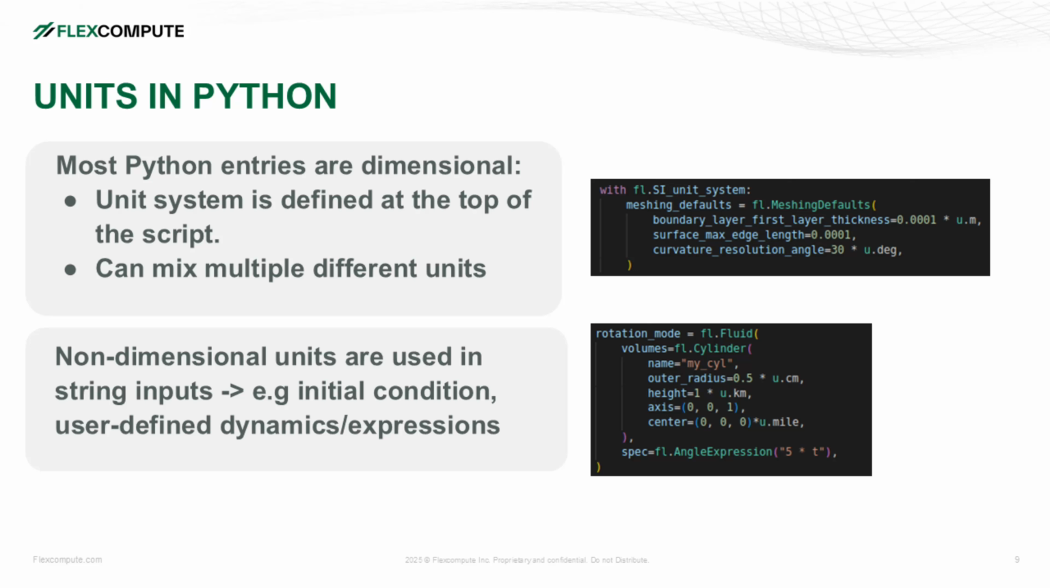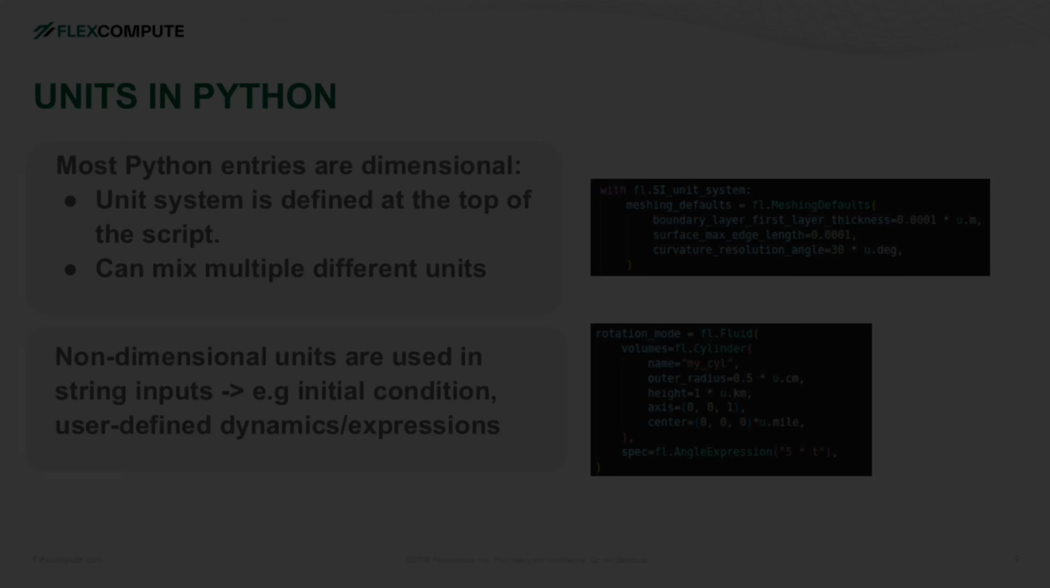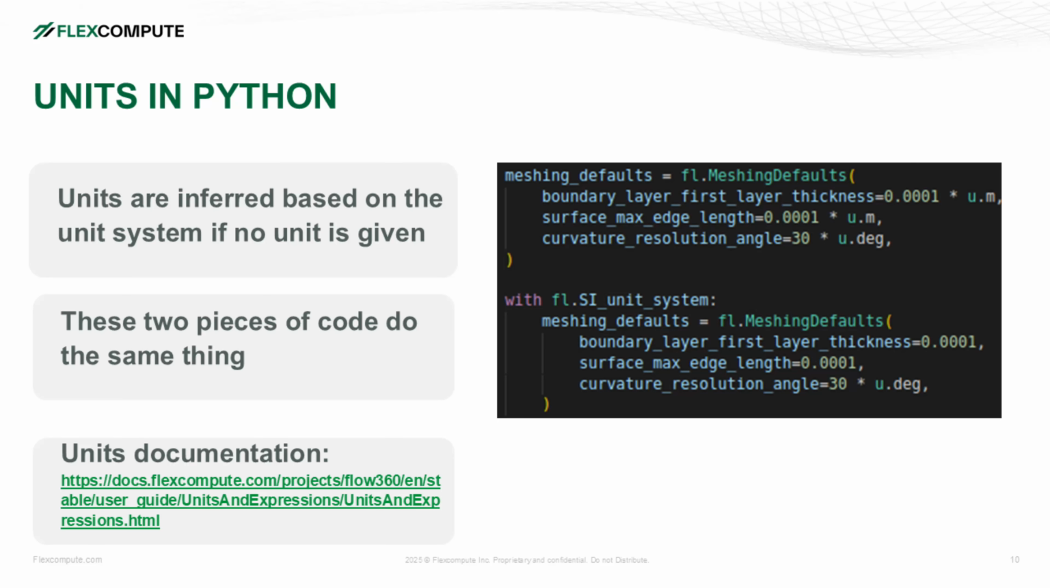The only time you must specify a unit is for angles by defining either degrees or radians. Dimensional quantities can be used throughout, but string inputs must be non-dimensional. Examples would be if you are using a particular initial condition or using a user-defined expression. To re-emphasize how units can be used, the 2 scripts on the right do the same. You can see the top one specifies the unit at each line, while the bottom one provides the unit system at the top, and units are inferred after. Unit documentation is available at the link provided.